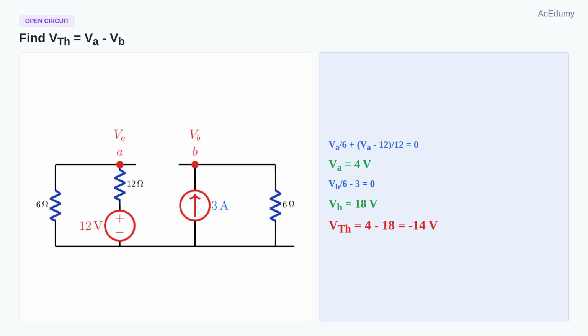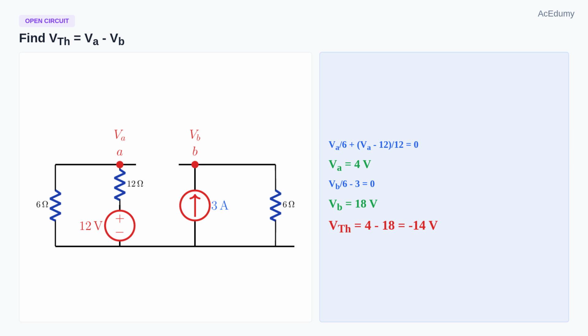Now find the open circuit voltage, Vthevenin, equal to VA minus VB. For node A, KCL gives VA over 6 plus (VA minus 12) over 12 equals 0. Multiplying by 12 gives 3VA minus 12 equals 0, so VA is 4 volts.